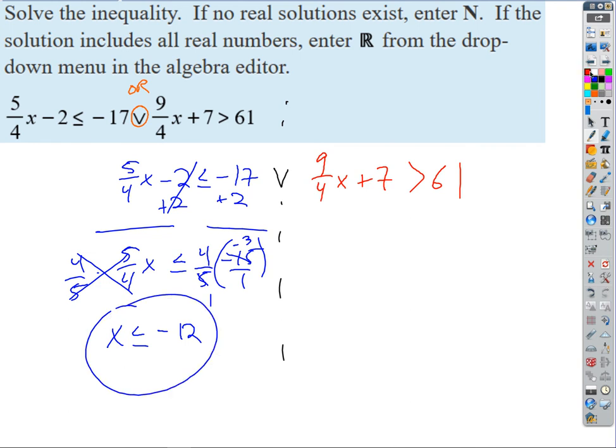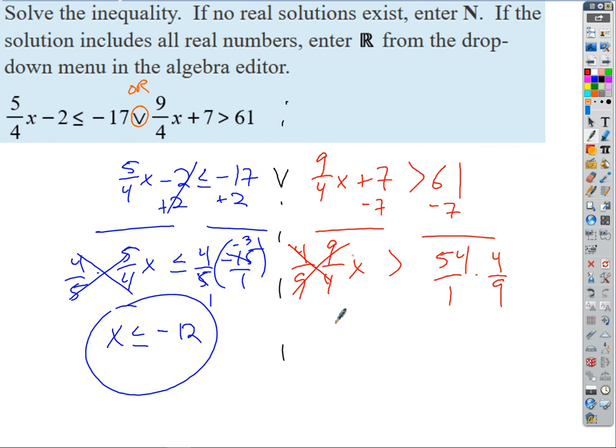What about the red part? What do I do over here? Add 7. Or subtract 7, right? So I get 9/4 x is greater than, was it 54? Now what? Reciprocal. And then let's see, 54 over 9 reduces to 6 over 1, so I just get 24.